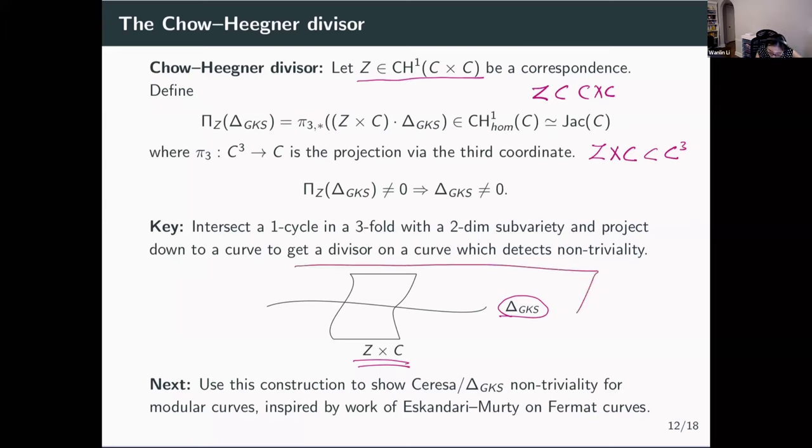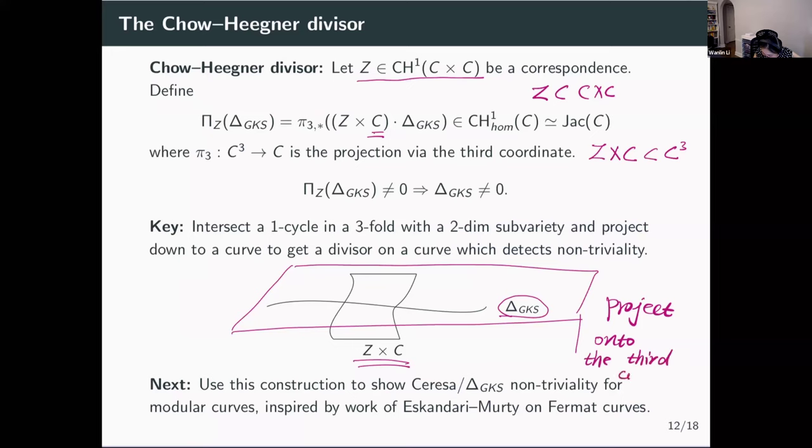Recall that my ambient space was C cross C cross C, which means I can project this intersection down onto the third coordinate. So I take Z cross C, intersect with delta, and project down to the third coordinate. This gives me a zero cycle on C, which is a point on the Jacobian, and this is nothing but the Chow-Heegner divisor. So now you can visualize it. The Chow-Heegner divisor constructed from Hodge theory, you can actually construct from cycles. You literally take a one cycle, intersect a two cycle, and project down to C, and you get that divisor on the Jacobian.